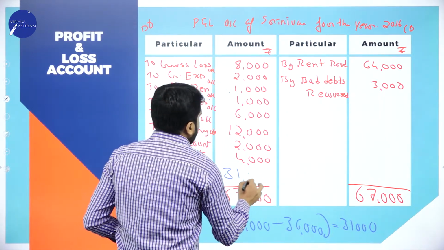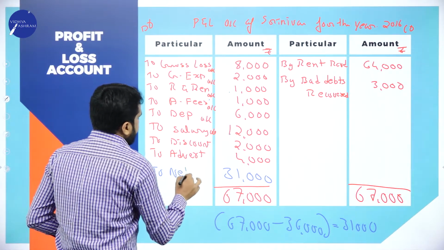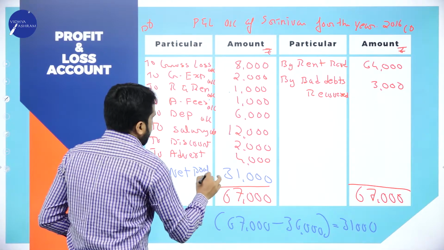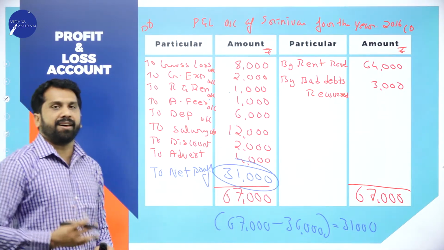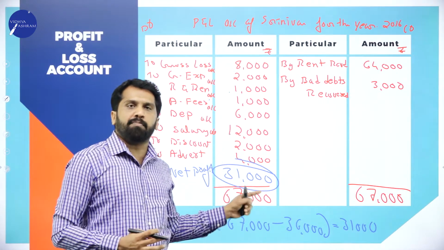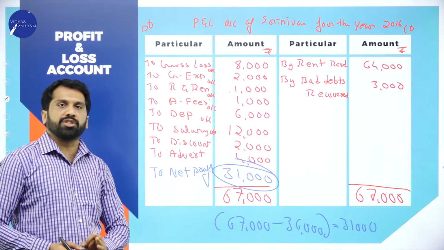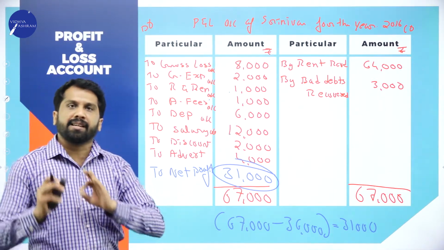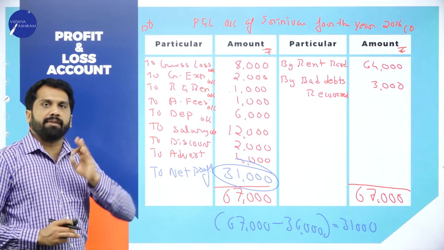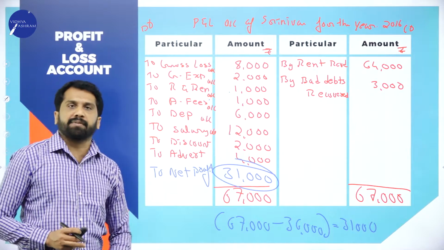So 31,000 is what? It is your net profit. Your net profit is 31,000. This is your complete 6 marks problem with all kinds of adjustment. Like your trading account opening, closing, nothing you will get. Simple. Just you have to use your brain that whether it is an income, whether it is an expenditure.